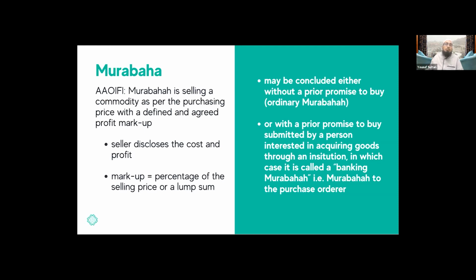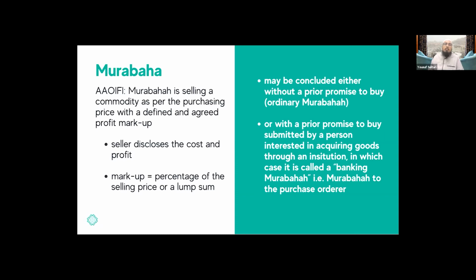A will disclose to B that this is the purchase price I had, and this is the cost price, which is purchase price plus delivery fee plus so on, and this is the amount that I'm selling to you with this markup. That's Murabaha. Now, is it a very good contract, or is it something very ideal?